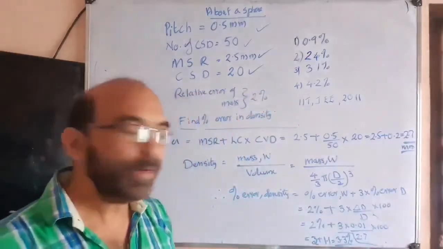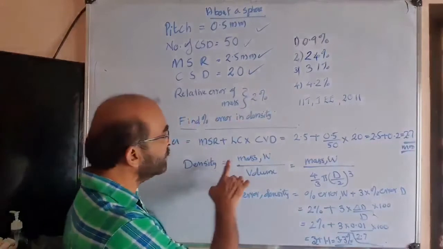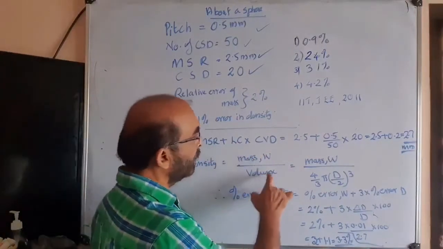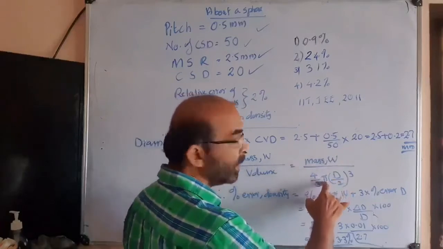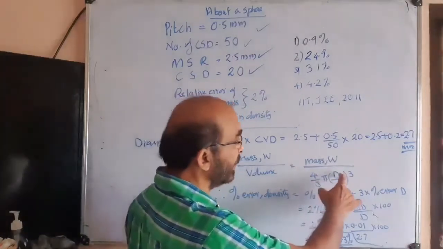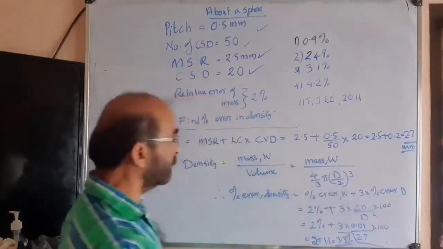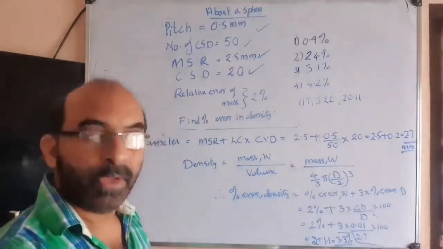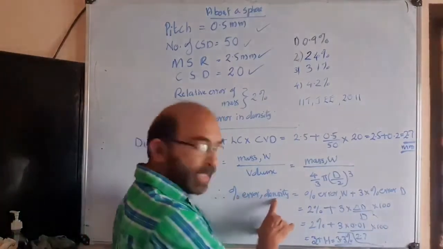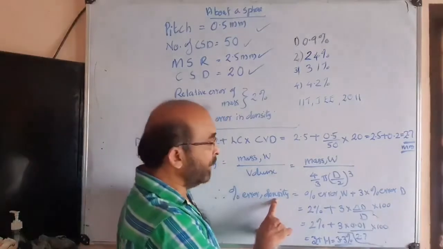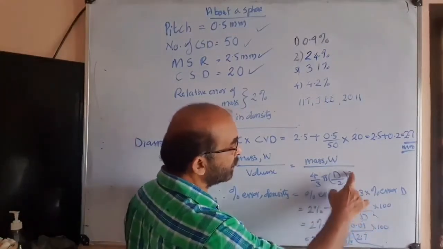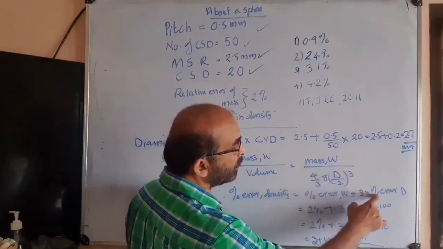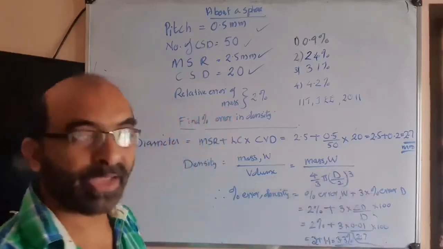Okay. Now we know density is mass by volume. It's mass M by 4 by 3 pi r cube, but r is diameter by 2, cubed. Okay, diameter by 2 cube. Now, percentage error in density will be percentage error in mass plus 3 into percentage error of diameter.